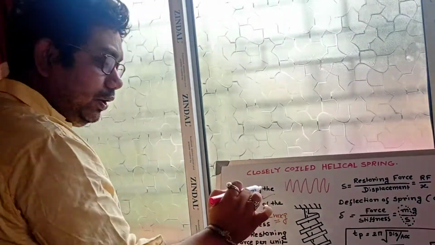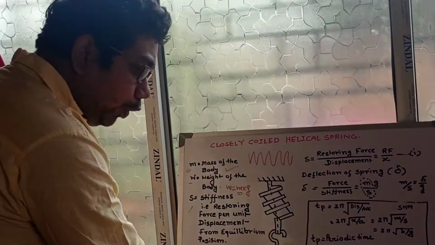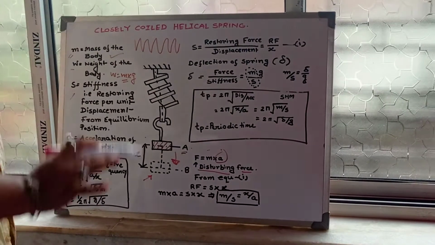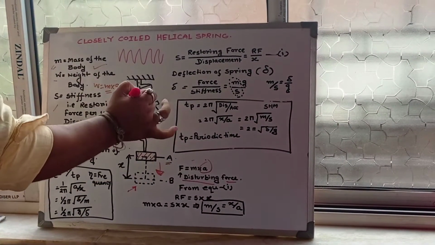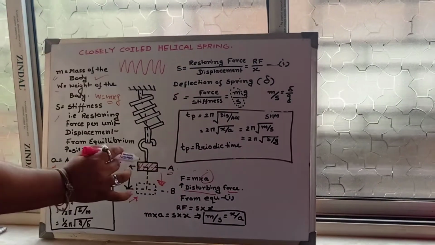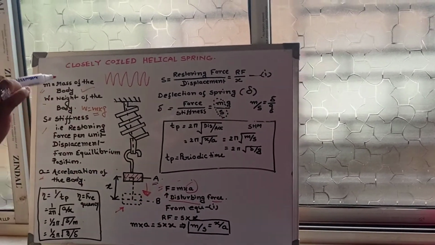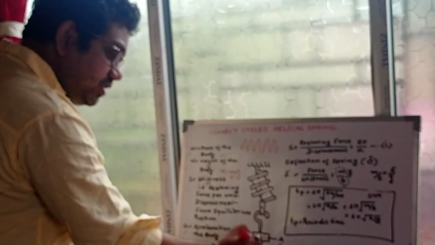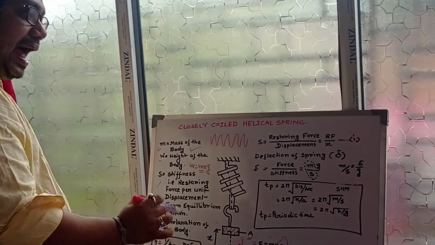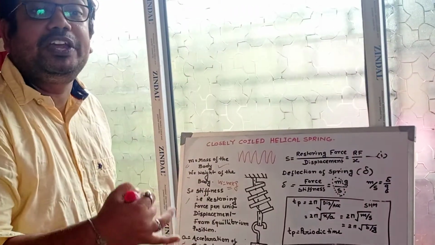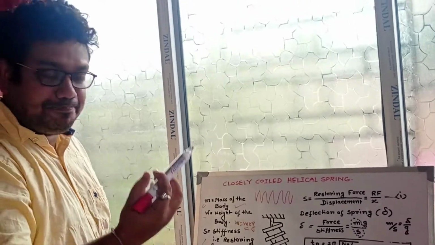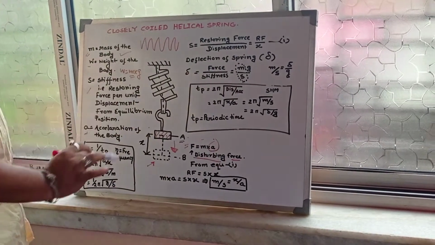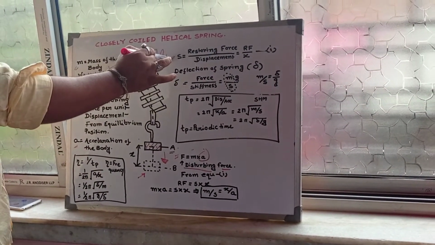Why? Because the body was in equilibrium. If you don't put any tensile force here, the body will remain at its own position. You put the force and that's why the body comes from A to B. That's why the applied force is called a disturbing force. Due to the disturbing force, the body gets an action that is periodic, and simple periodic motion is achieved. Very good. Now we come to the restoring force.